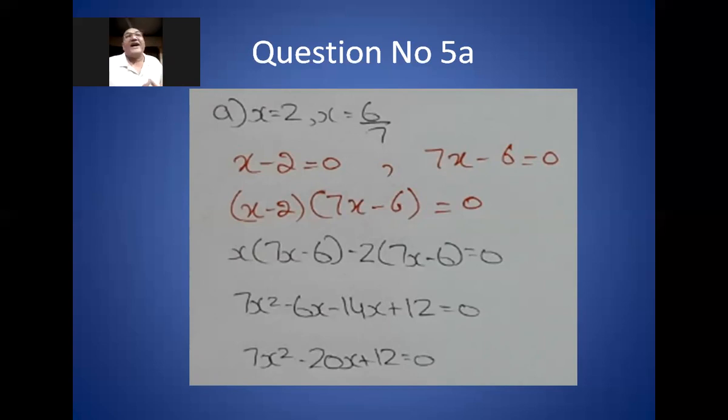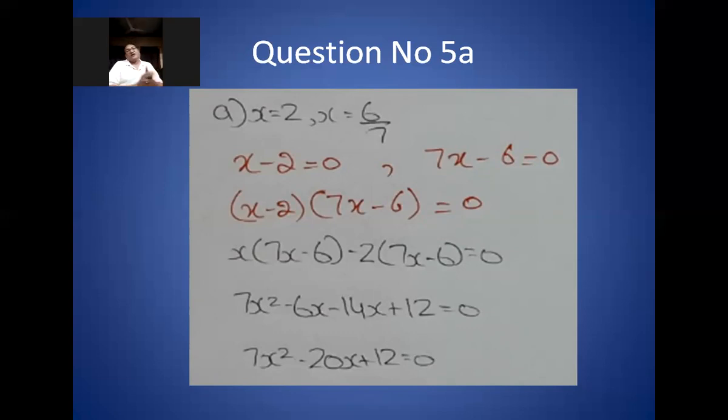Question number 5 is different. It's totally opposite. It's going in the reverse order. Now the roots or the solutions of the equation are already given, and we will go reverse and find the equation. So for example, question number 5, part A, he says, form a quadratic equation in the form ax squared plus bx plus c equals to 0, where a, b, and c are integers, given each of the following solutions.